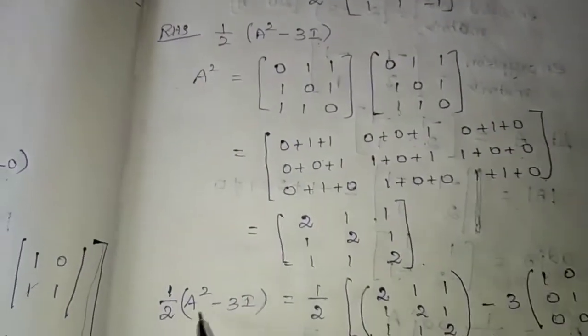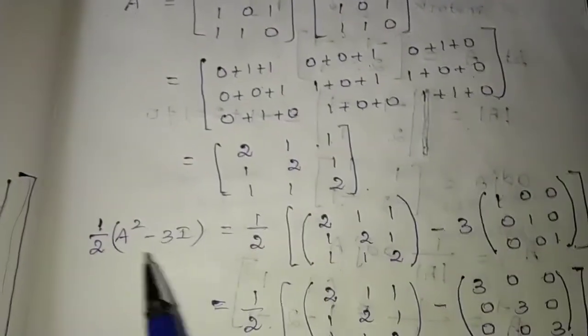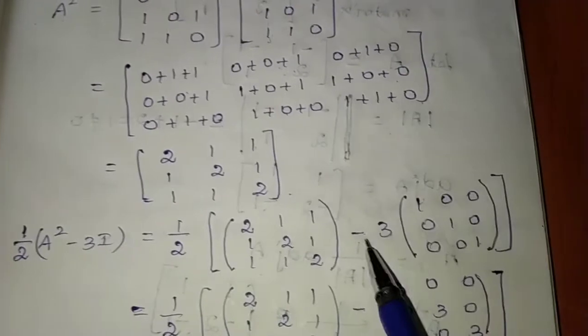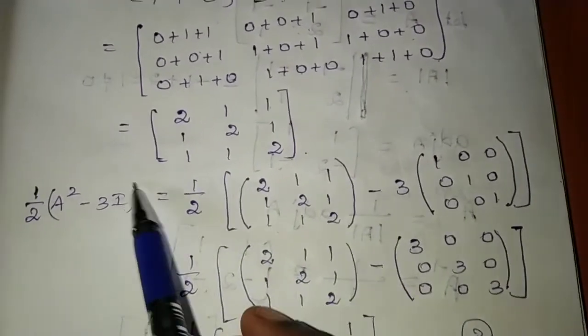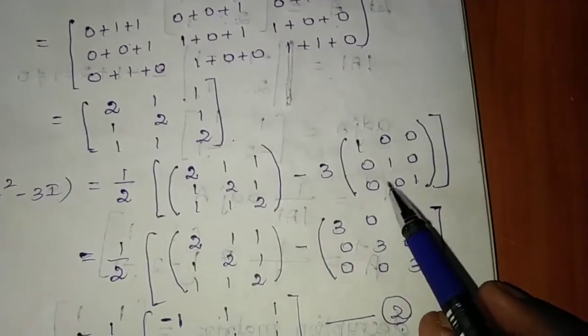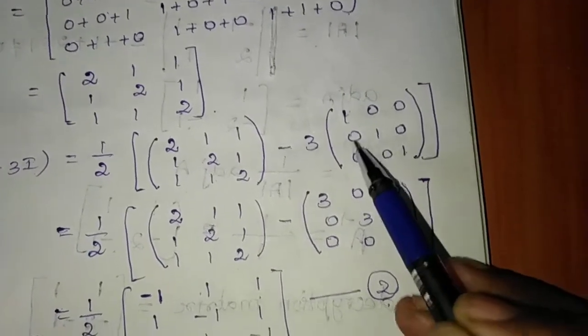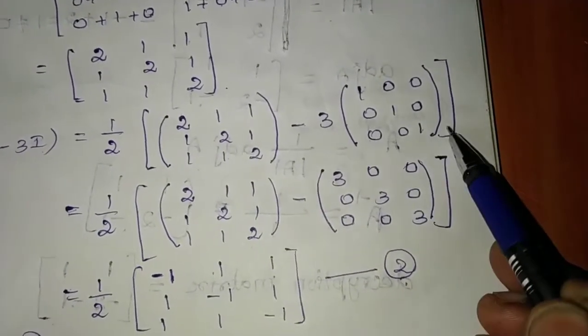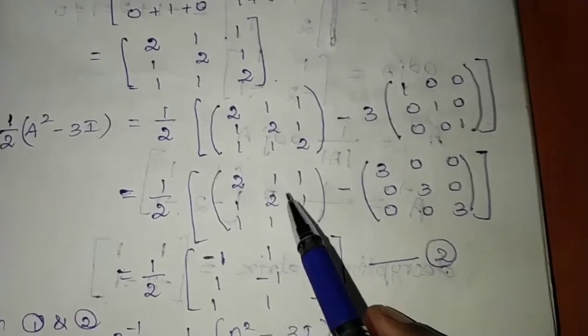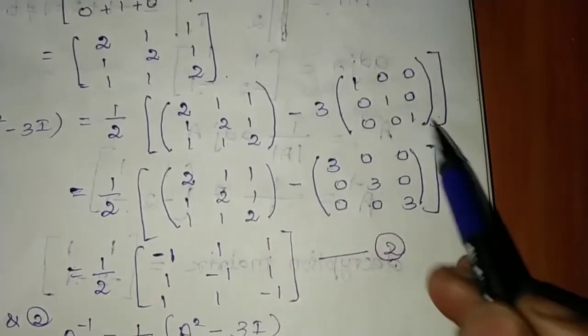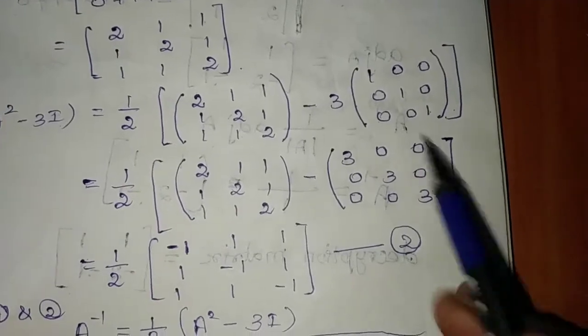Now 1 by 2 A squared minus 3I. Here I means the 3 by 3 identity matrix: 1, 0, 0, 0, 1, 0, 0, 0, 1. Now 1 by 2, and multiply by 3, we get the answer.